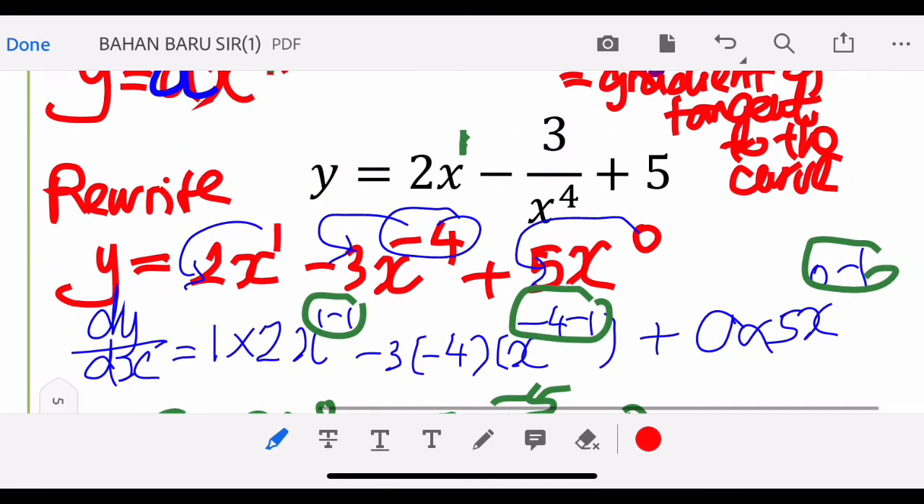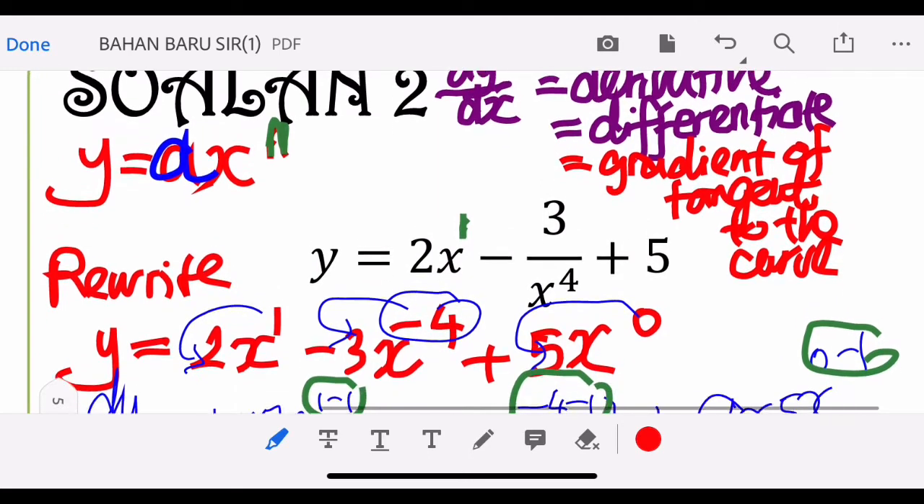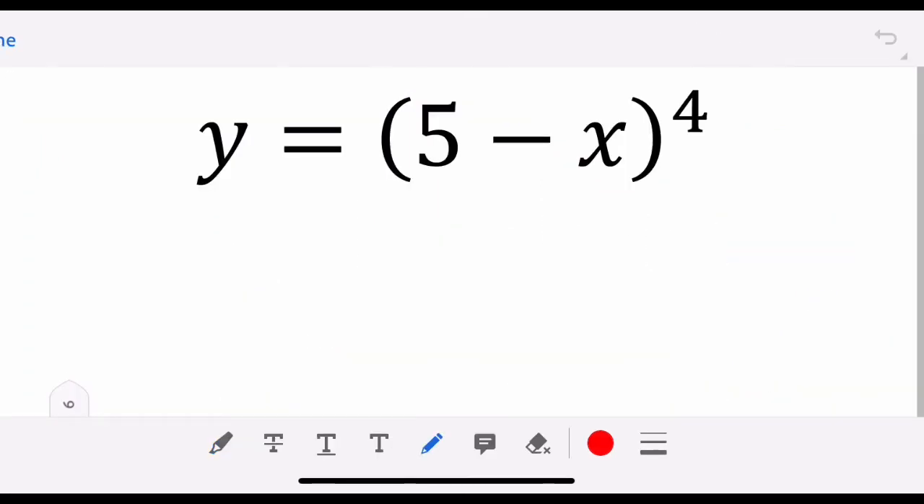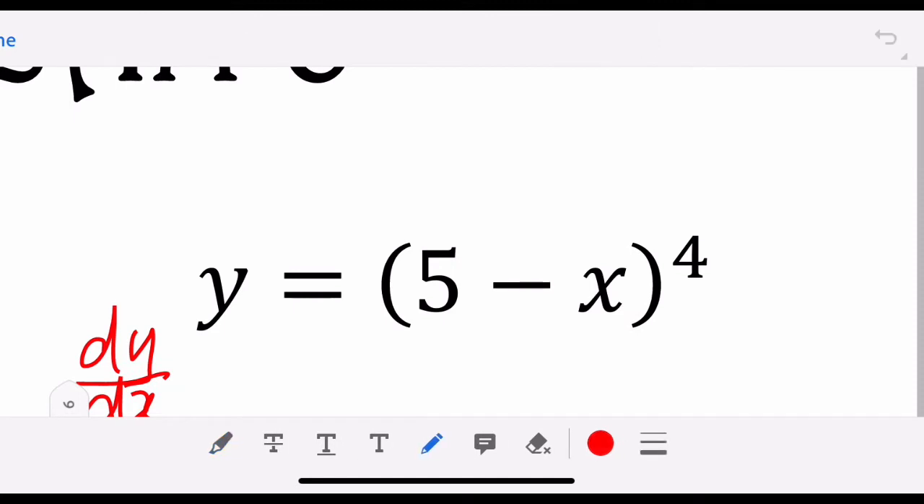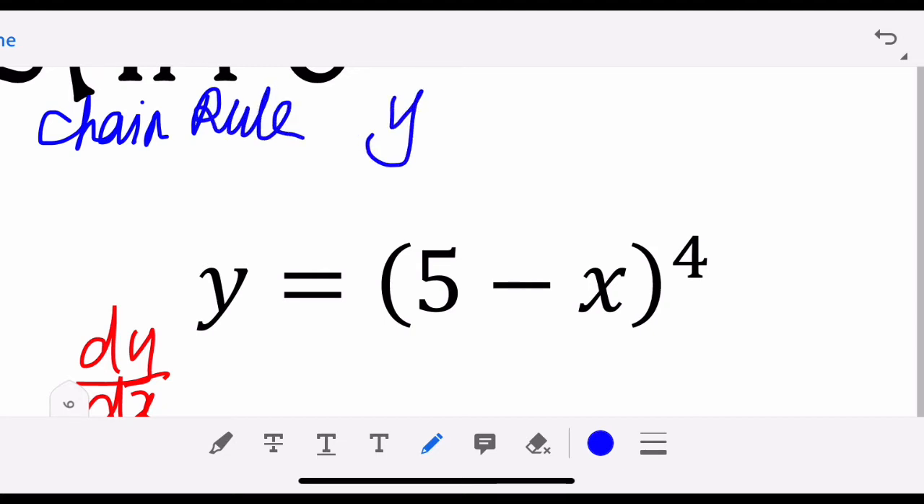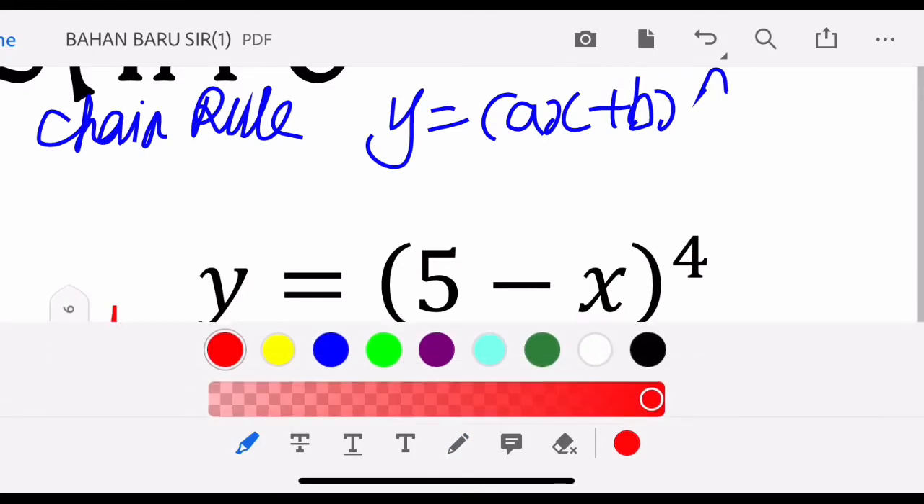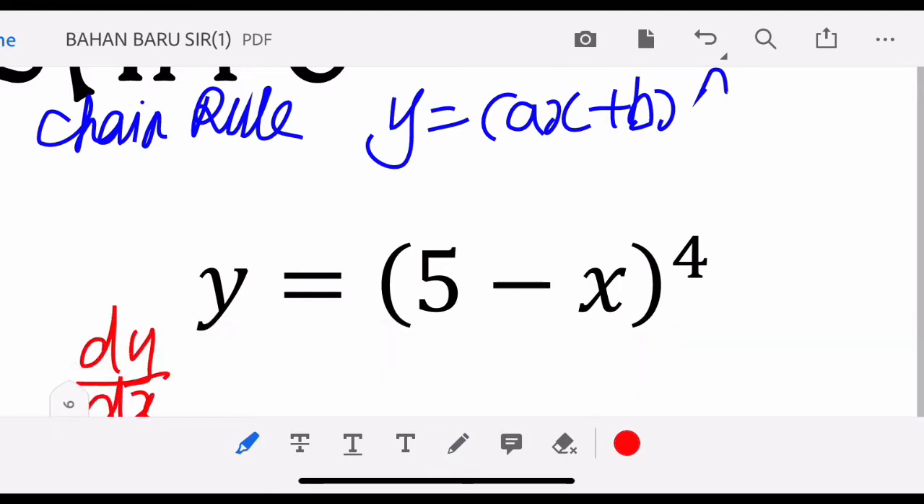Now I will discuss another type of function, which we call the chain rule. We use the chain rule when you see the power is quite high, so more than 2. If it is 2, you can still expand, or maybe less than 0. Normally we use the chain rule when you see the bracket and the power. How to use the chain rule is actually quite easy.